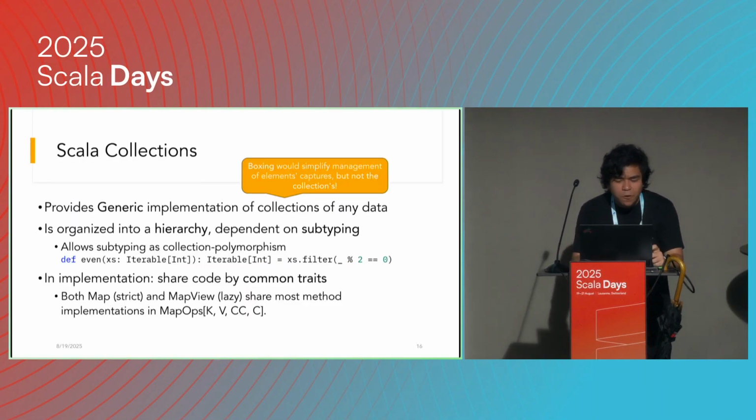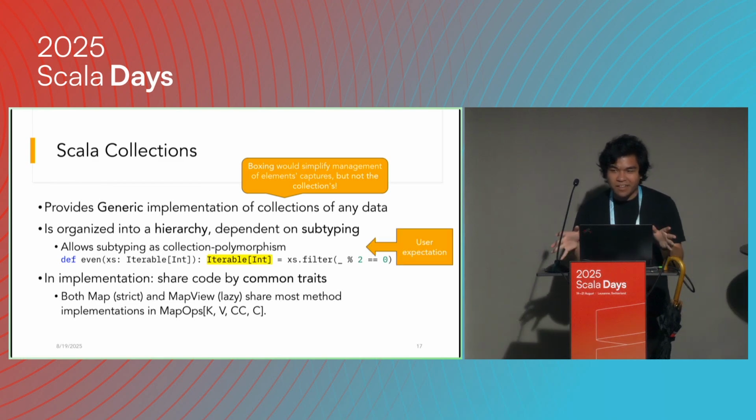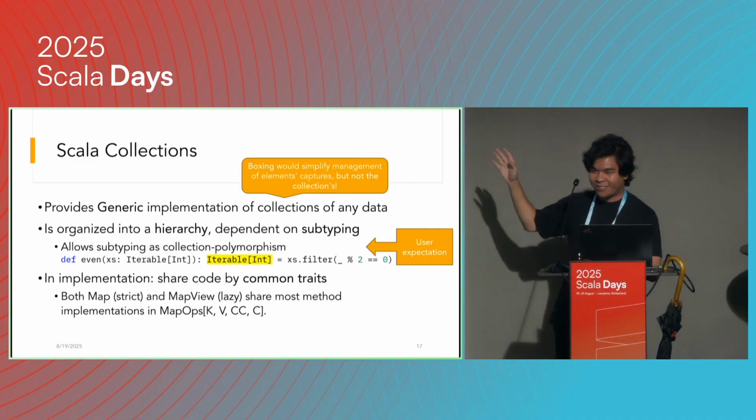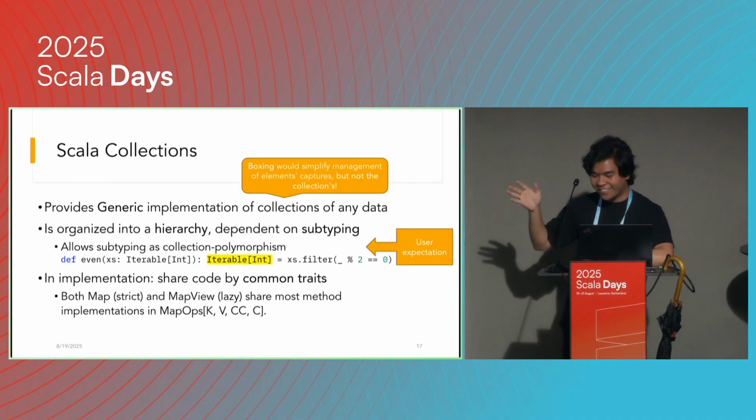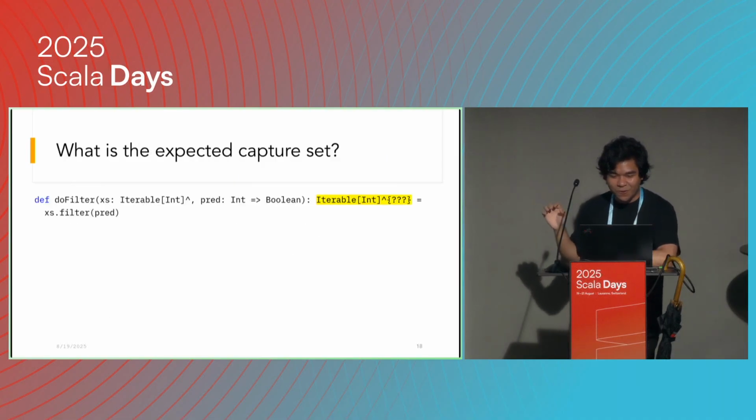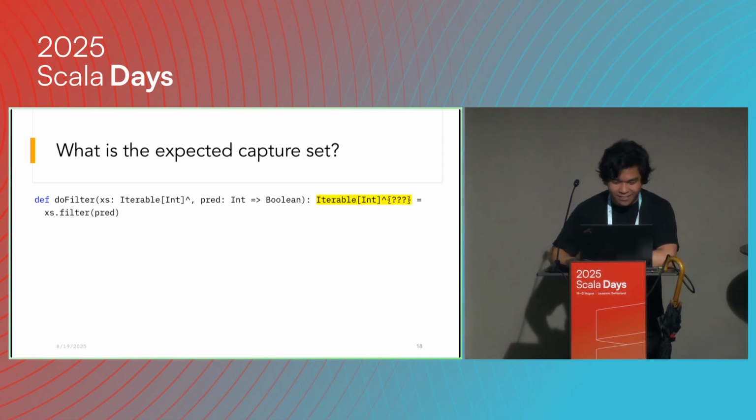Okay, so how do we actually do it? It depends a lot on the user expectation of this subtyping as collection polymorphism, because as you can kind of see, the divide between things working and things not really working is whether the collection is really strict or lazy. So let's play the first quiz of the talk. What is the expected capture set of this function?